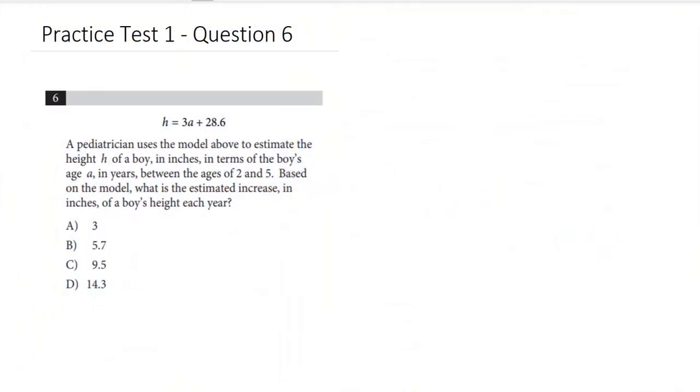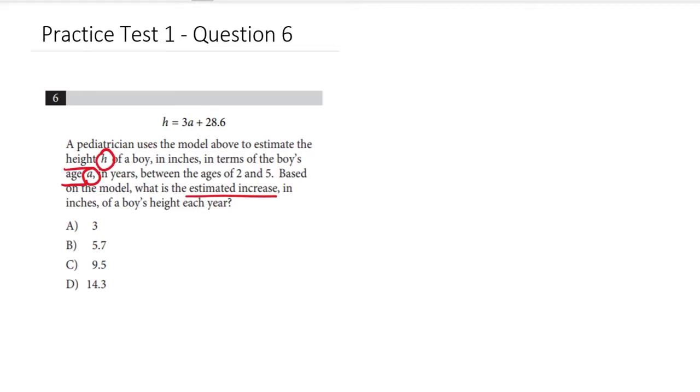Question number 6. We're given the relation h equals 3a plus 28.6. The question says a pediatrician uses this model to estimate the height, in inches, of a boy in terms of the boy's age a. So h is the height and a is age. Between the ages of 2 and 5, based on this model, what is the estimated increase in the height each year?